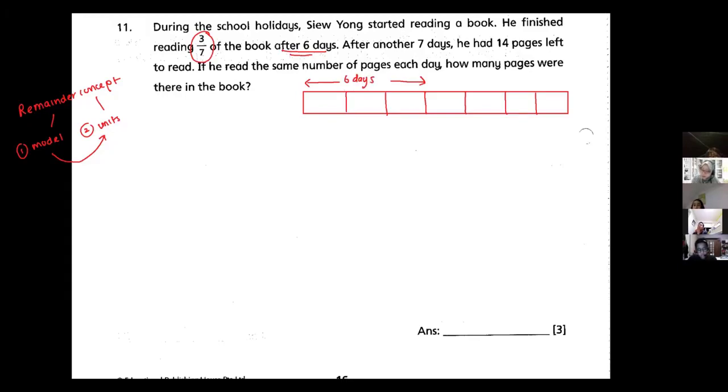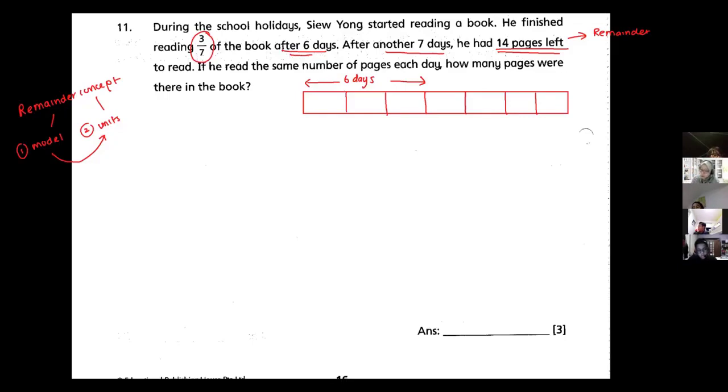Then after another 7 days, he had 14 pages left. Because of this word left, I know that this is my remainder. So sometimes in the remainder concept, you will not see the word remaining straight away. Instead, you will see the words leftover, balance, or excess. Those are actually the same as remainder. So remainder will not be remainder or remaining all the while. You need to pick out and know that these are actually the same meaning as remainder.